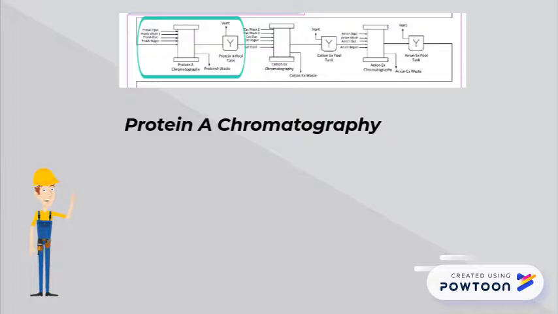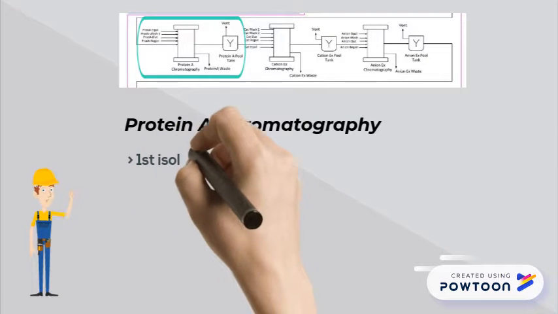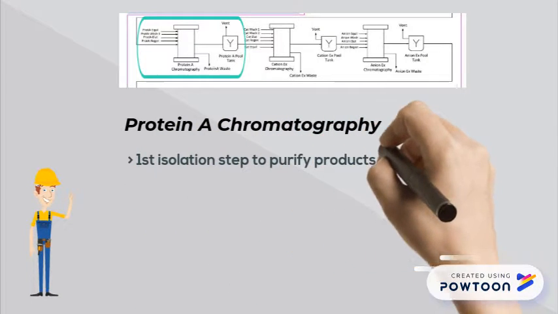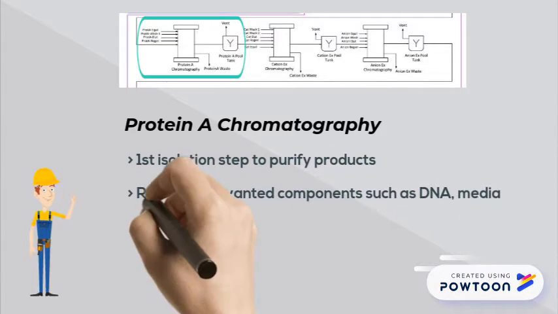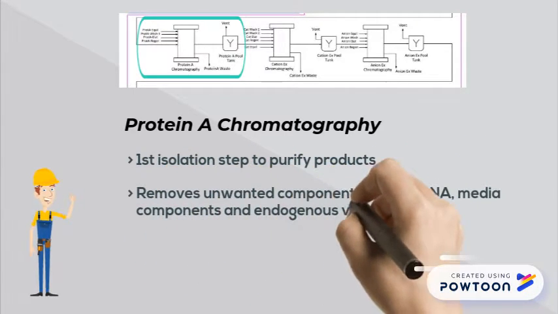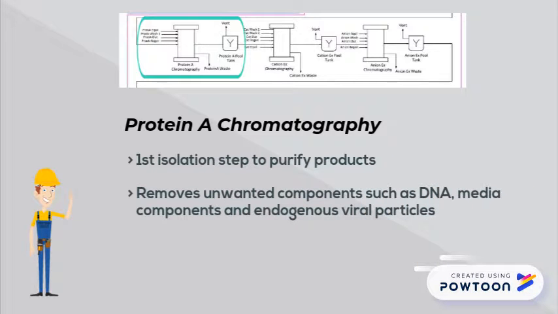Protein A chromatography acts as the first main isolation step for product and isolates the monoclonal antibody through affinity chromatography. It is useful in eliminating host cell DNA, media components, and endogenous viral particles.